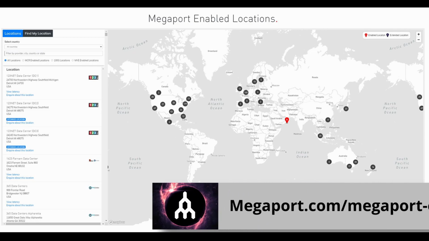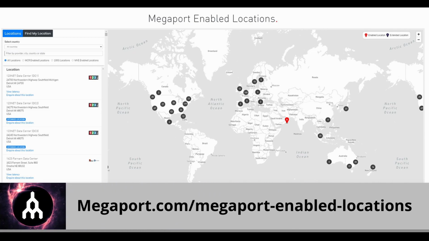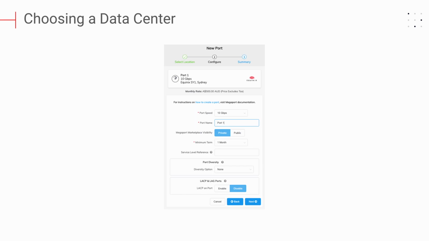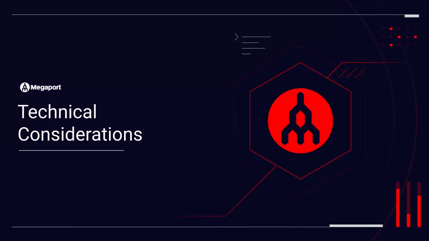A list of Megaport-enabled locations is available at megaport.com/megaport-enabled-locations. Once you've selected a data center and port speed, you're just about ready to order your port. Simply choose the location, diversity, and LACP options, then click Next. As you can see, ordering a port is simple.